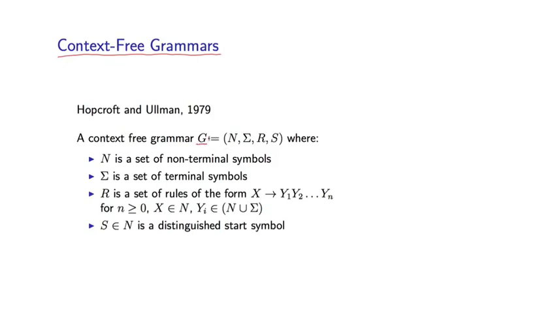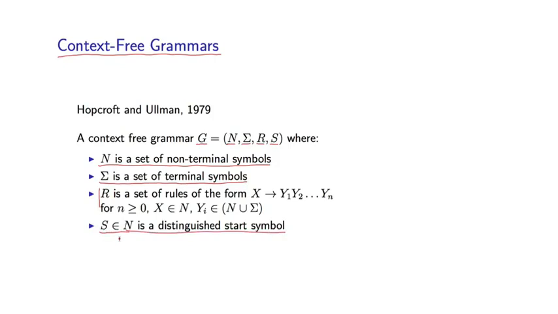So a context-free grammar G is a four-tuple consisting of N, sigma, R, and S, where we have the following elements of this tuple. So N is going to be a finite set of what we call non-terminal symbols. Sigma is going to be a finite set of what are called terminal symbols. R is a set of rules. Come back to this in a second. And finally, S is some member of N, which is referred to as a distinguished or start symbol in the grammar.